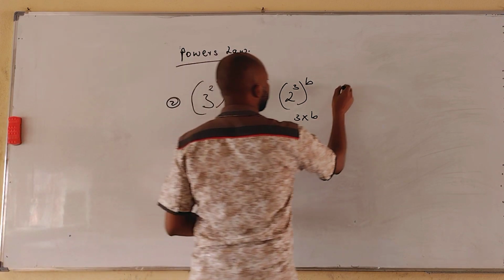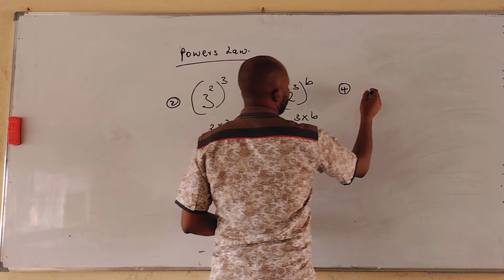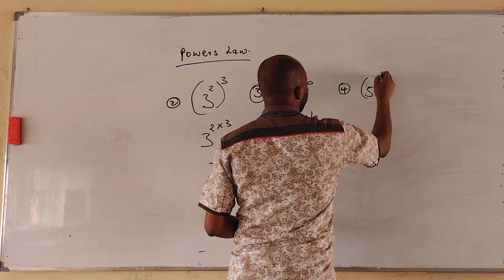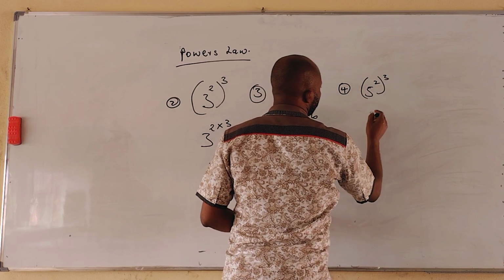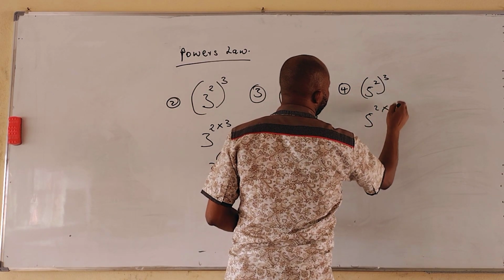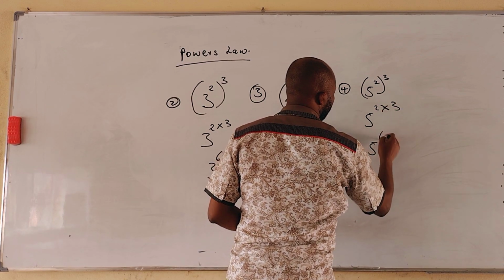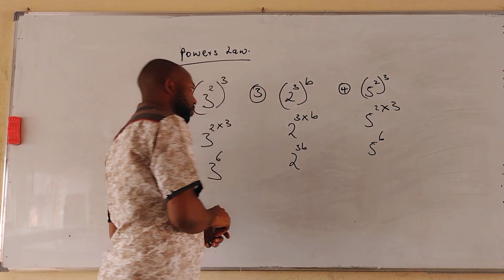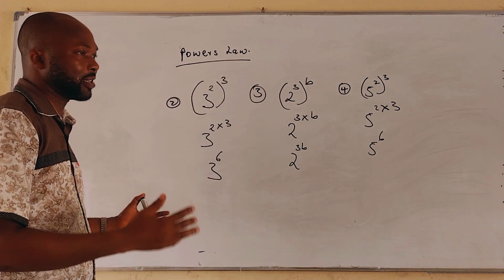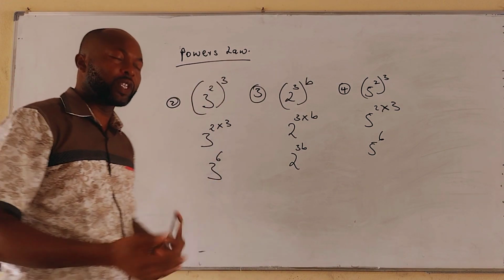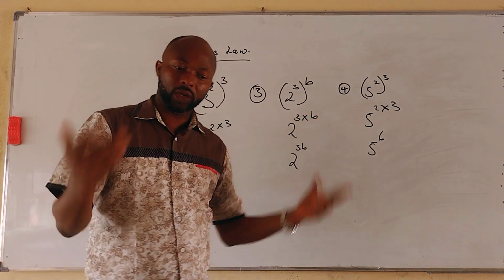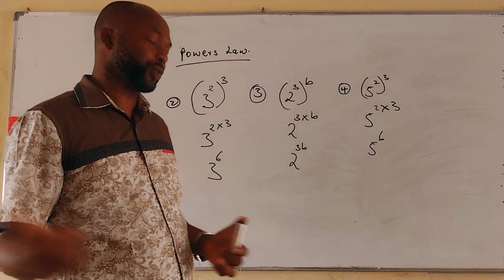Even if we take this again, number 4, as 5 raised to the power 2, raised to the power 3. This is 5 raised to the power 2 times 3. This is 5 raised to the power 6. So we move on. These are the basic examples. We can do this on and on, so we get a lot of examples.